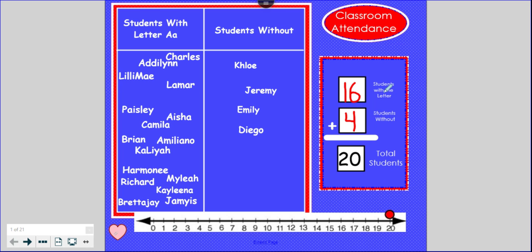So that's a clue that there is a 6 when I'm writing the number. So let's read our number sentence. 16 plus 4 equals 20 students altogether. Awesome.